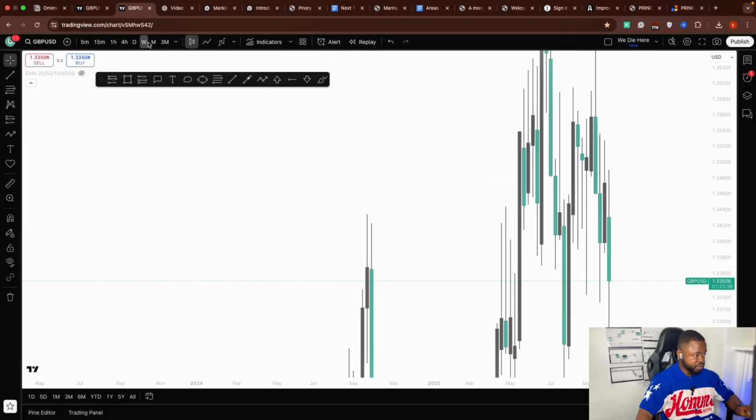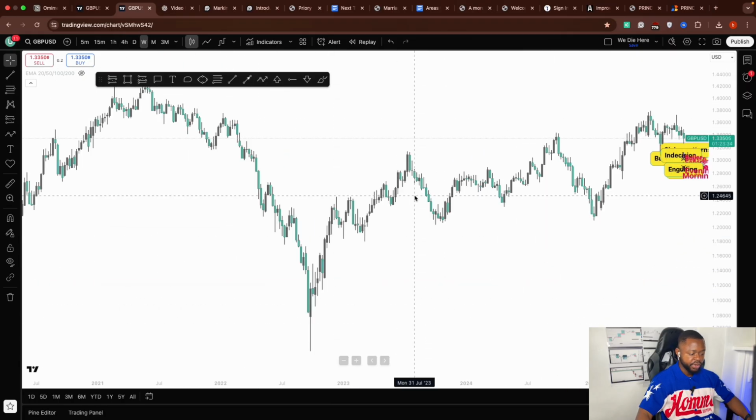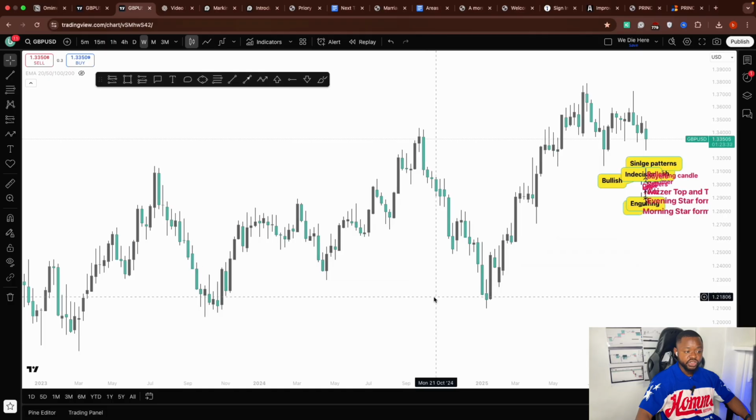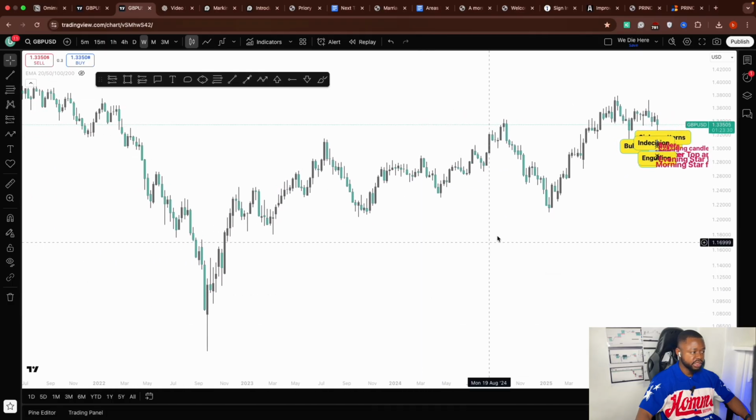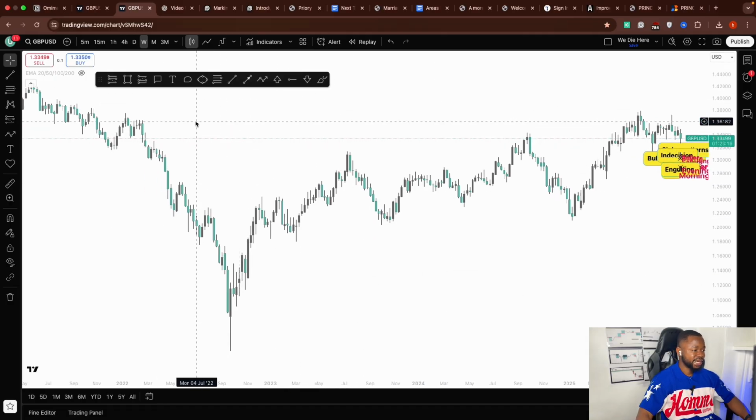Now this is GBP USD. We go to the weekly time frame. Remember, how I trade and how you should trade is the higher time frame gives you clarity of what you need to do next. Then you go on to the smaller time frames to be able to start picking out your trade. But this is not a video for analysis or anything. This is just a candlestick video.